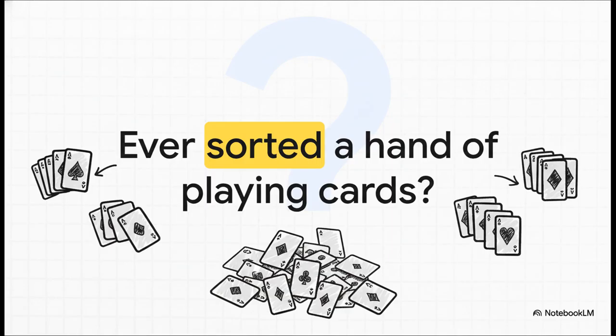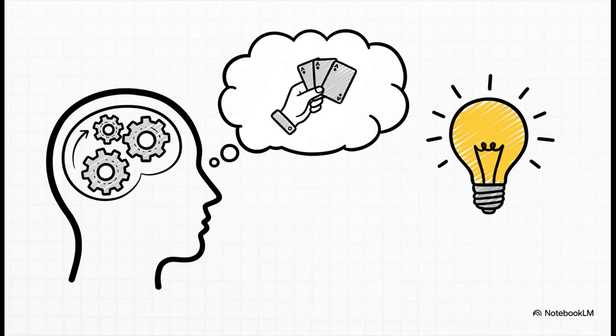Have you ever been dealt a messy hand of cards and just instinctively started arranging them, putting them in order by number or by suit? Well, if the answer is yes, then congratulations. You've basically already used insertion sort. Seriously. That little mental process, where you pick up a card and slide it into its correct spot in your hand, that is exactly what this algorithm does. And that's what we're going to break down right now.